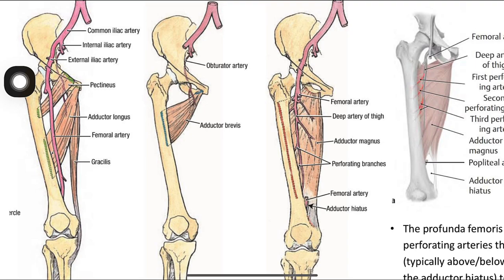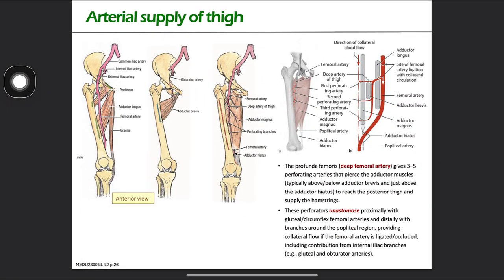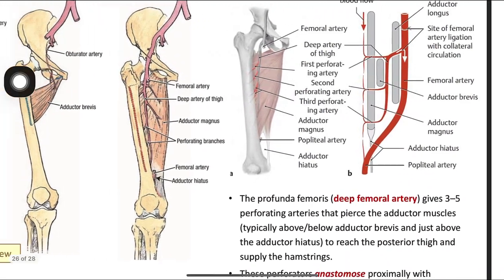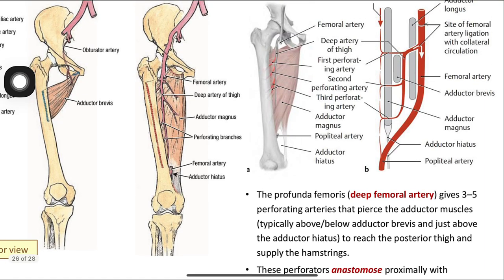And then we have also the small one here, the obturator. For your information, the obturator artery and also the obturator nerve kind of bifurcate, right? In front of and posterior to the adductor brevis. This is the anatomical landmark. So here you can see that the deep femoral artery gives 3 to 5 perforating arteries that pierce the adductor muscles. Can you see that?